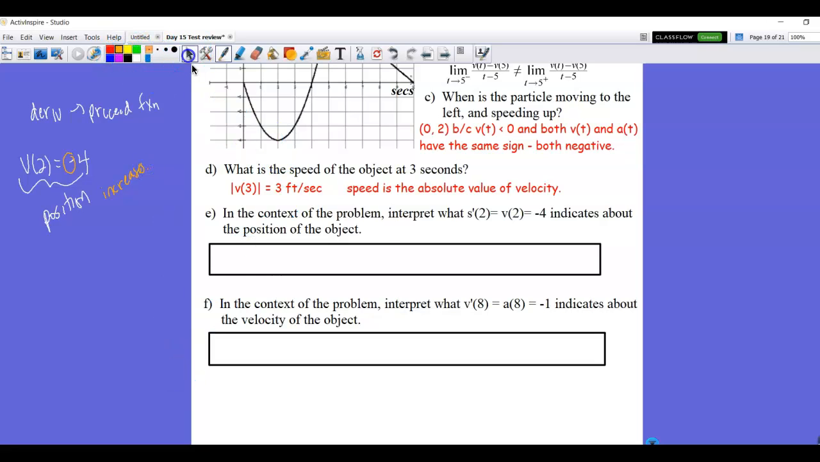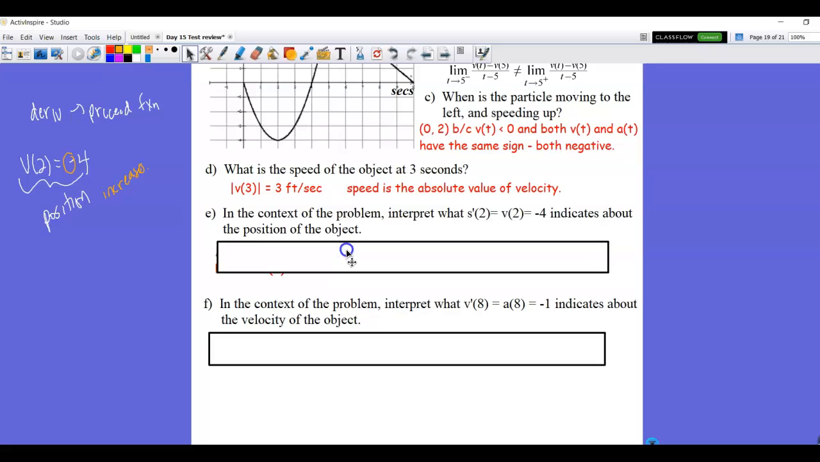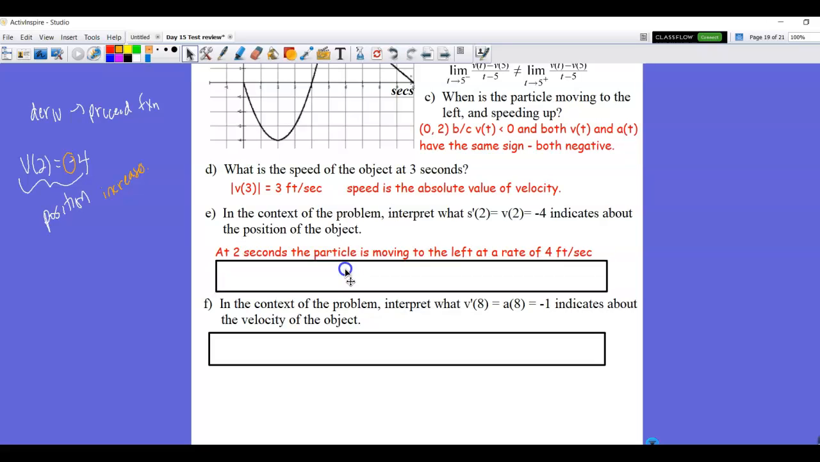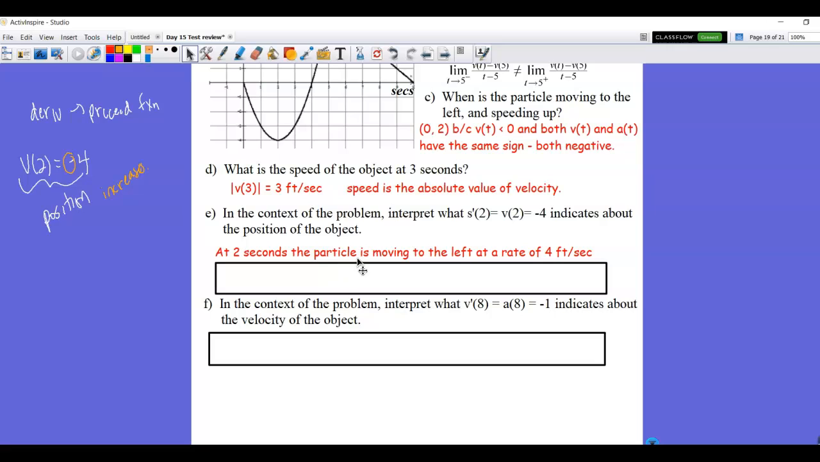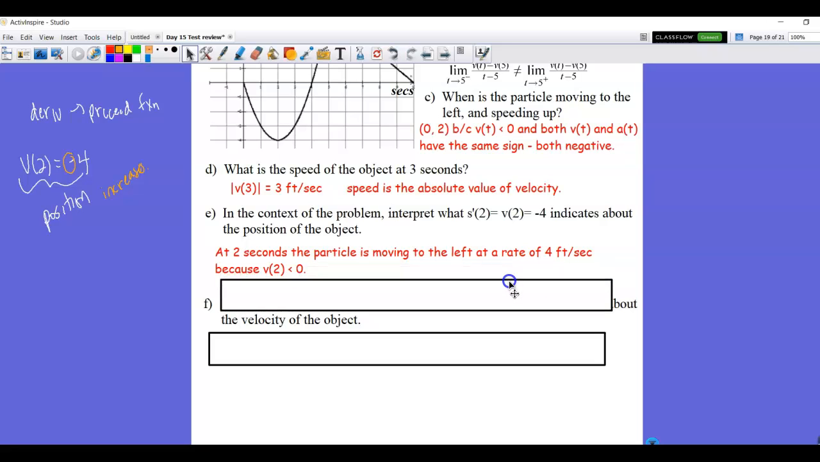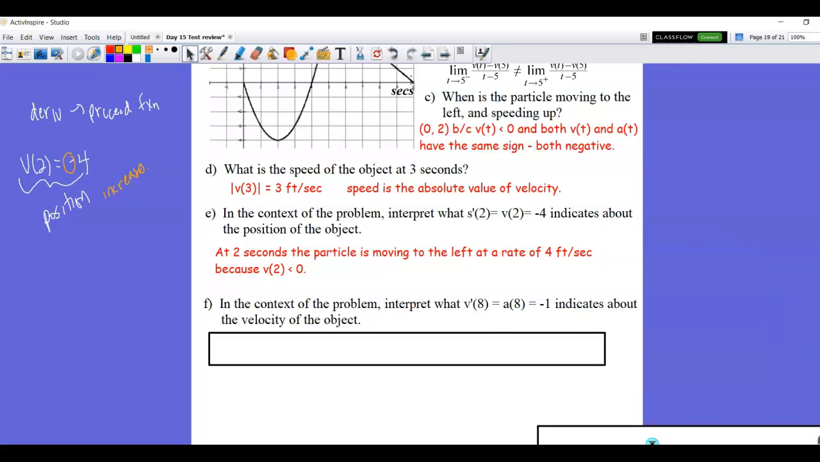So let's see what we got. 5-point question. We begin with at what time? At 2 seconds, the particle is moving to the left. So the subject of my sentence is the particle, and what is the particle doing? Moving to the left at a rate of 4 feet per second because the velocity is negative. Interpreting a derivative.